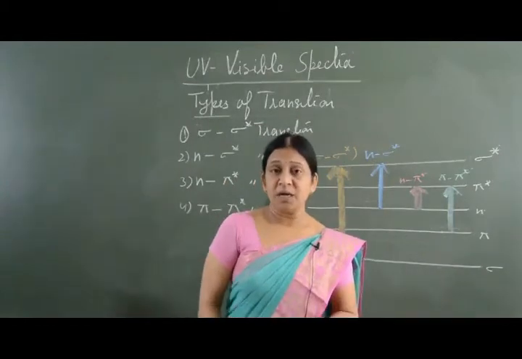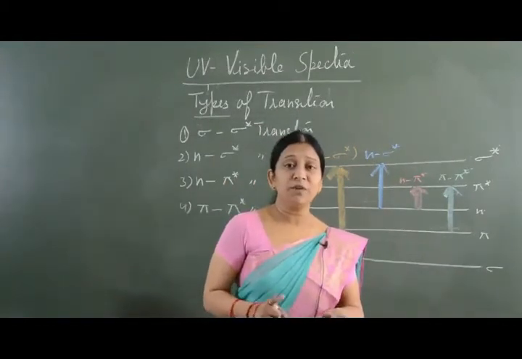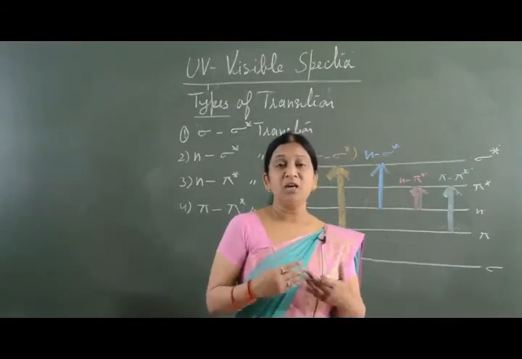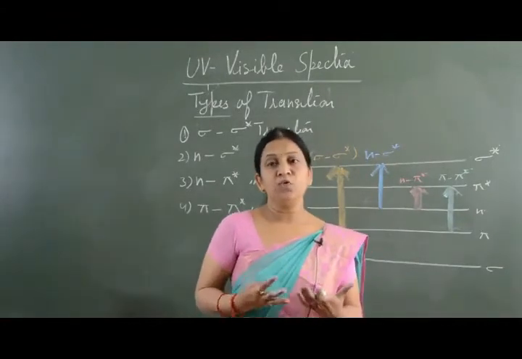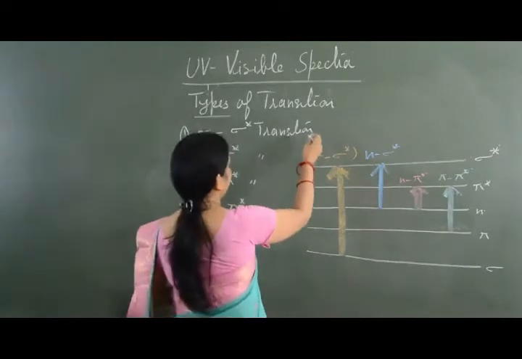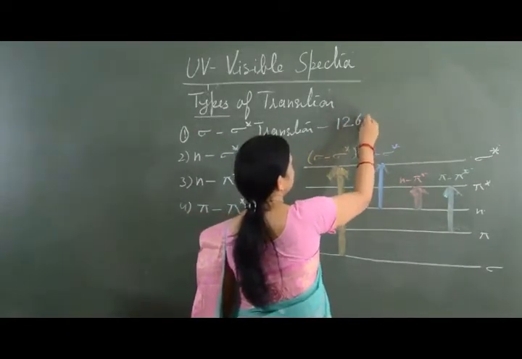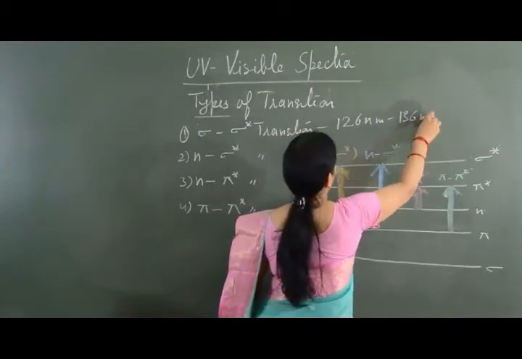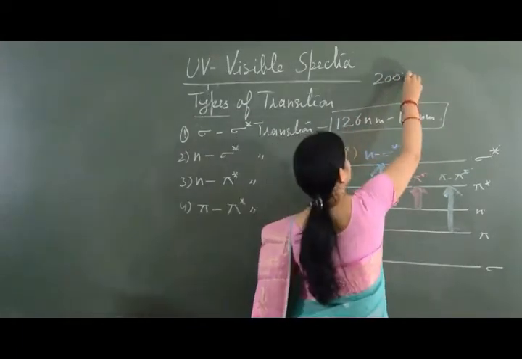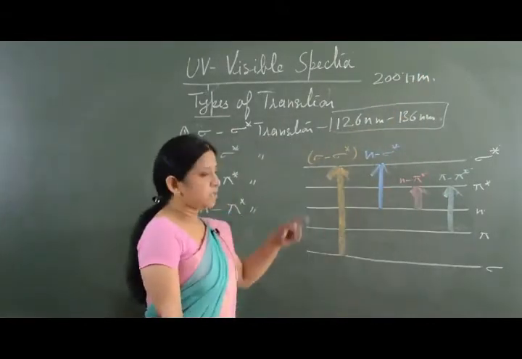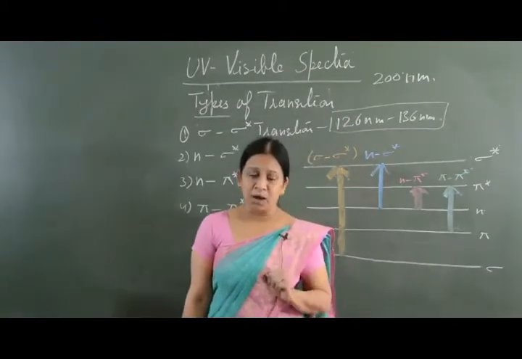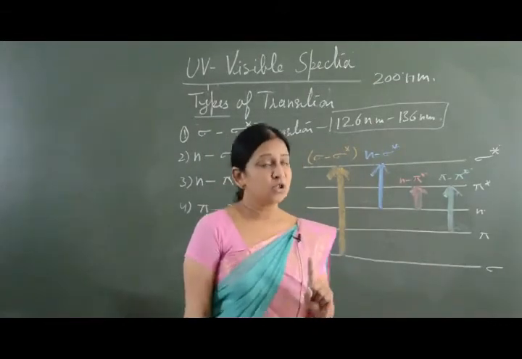Because it is given by saturated compounds, and UV spectra is only given by unsaturated compounds, the energy which is required for this transition is not going to lie in the UV range. The wavelength for this transition is 126 nanometers to 136 nanometers, and the UV range starts from 200 nanometers. So this transition sigma to sigma star is not lying in the UV range, and it is given by pure saturated compounds, while UV spectra is given by unsaturated compounds.